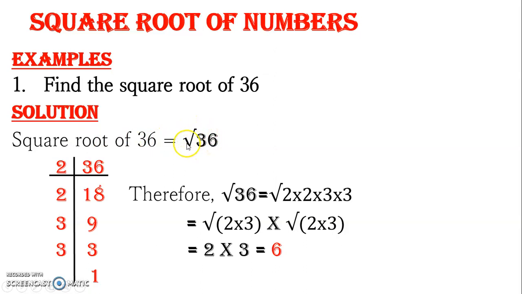This sign here means square root. Whenever a number is attached to this sign, it means you've been asked to find the square root of that number. Now, 36. What can go into 36 without a remainder? 2 can go. 2 into 36 will give us 18. What can go into 18? When I say go, I mean divide. What can divide 18 without a remainder? 2 can divide 18. So 18 divided by 2 will give us 9.